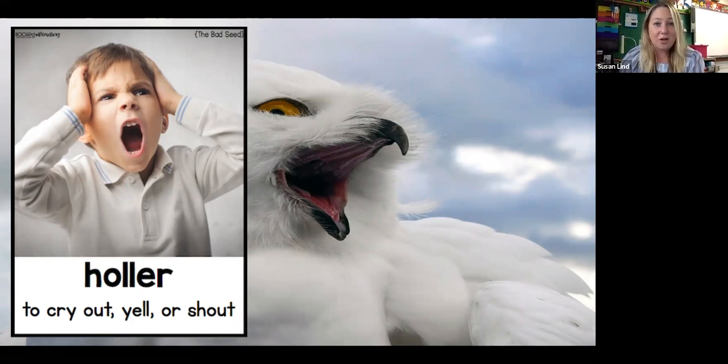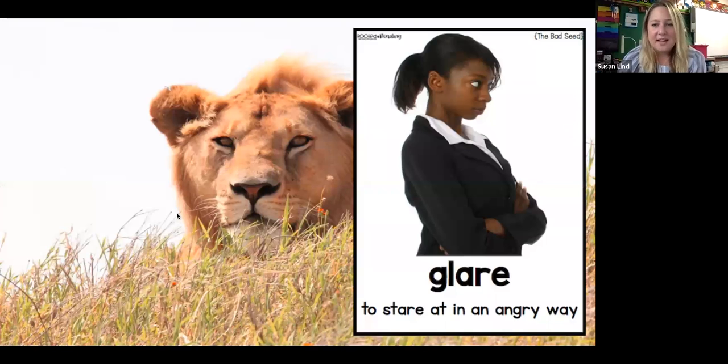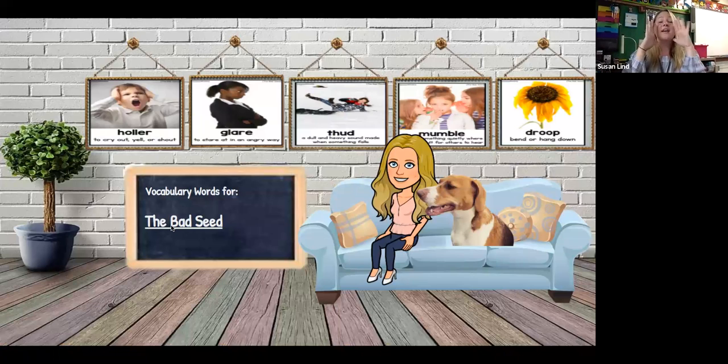We have a motion to go along with holler, so practice that. Holler means to shout out, yell, or cry out. All right, next word. Glare. Glare means to stare at in an angry way. Here is the motion that I suggested for glare, which is squinting your eyes and angrily staring. Let's practice again. We had holler, glare.